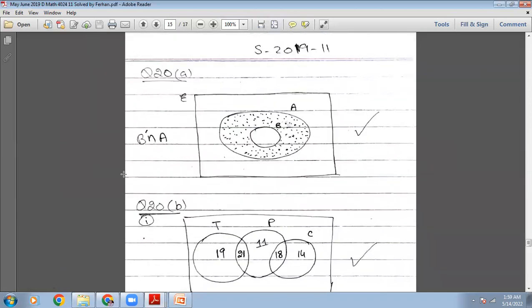So here you can see question number 20 A part. I have shaded this ring. This represents B complement intersection A.